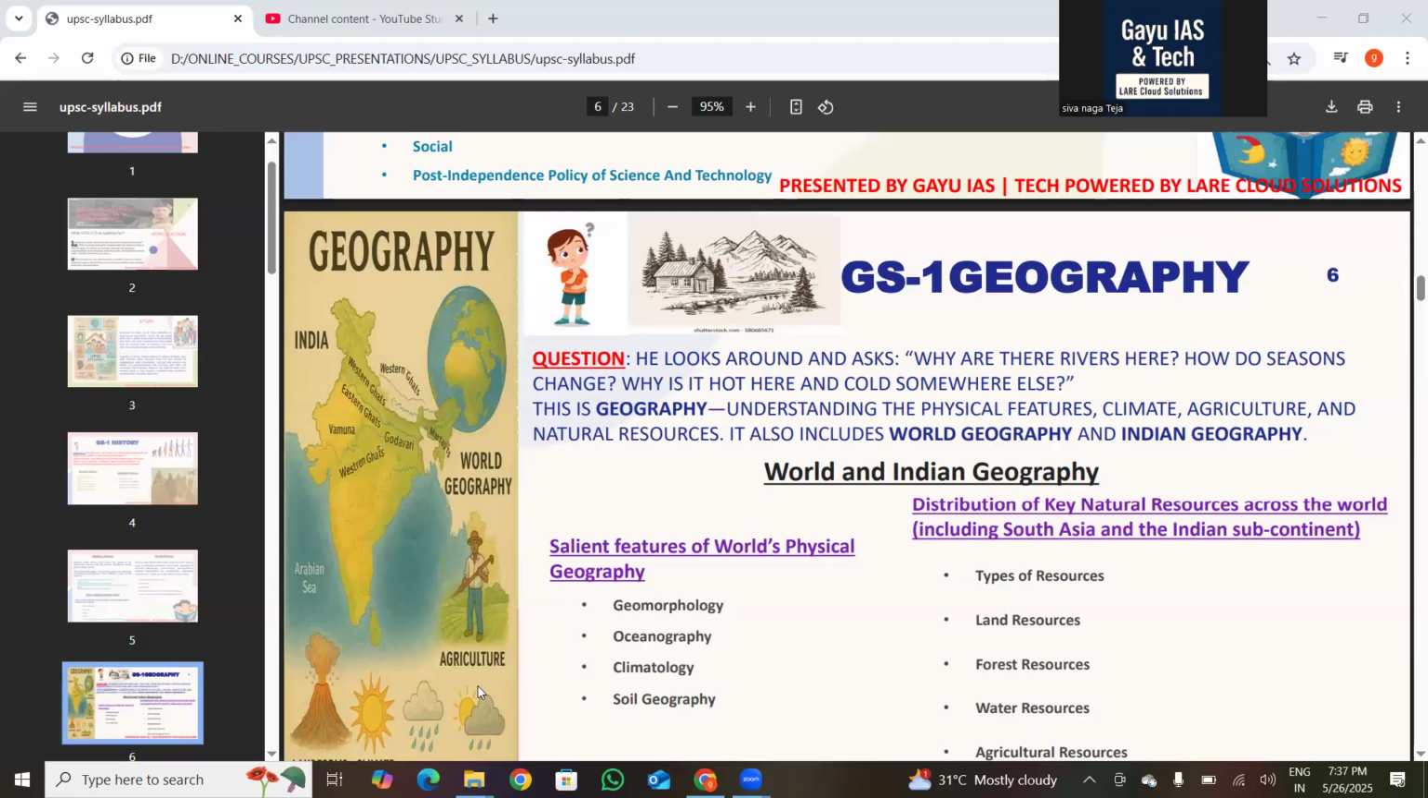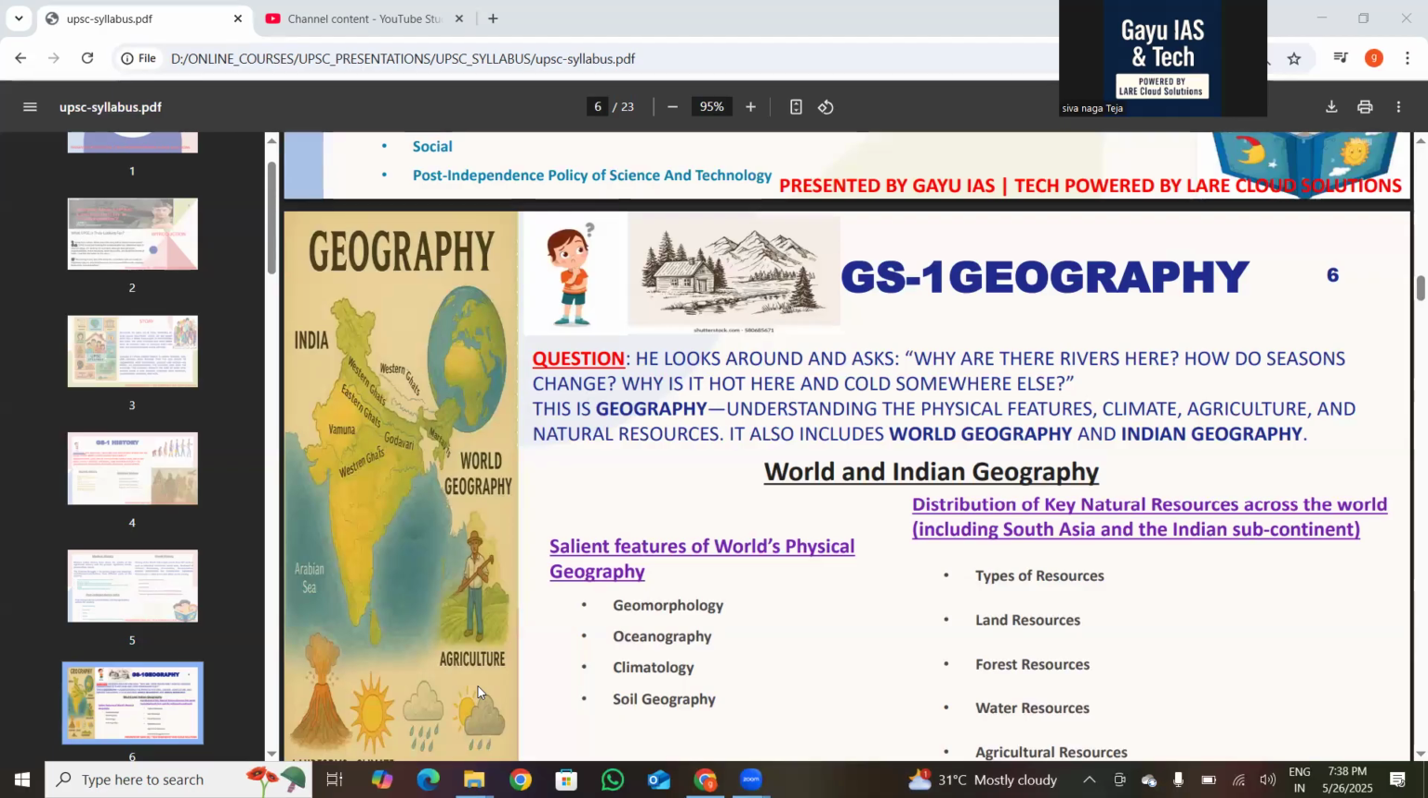Humans are Earth's thoughts. They move, settle, adapt. Their geography is how they shape and are shaped by Earth. Once again, I'm going to repeat this human geography. Humans are Earth's thoughts. They move, settle, adapt. Their geography is how they shape and are shaped by Earth. Here, the topics we are going to cover are migration, settlement patterns, population growth, demographic transition, urbanization, slums, regional disparities, cultural geography, linguistics, and religious patterns.